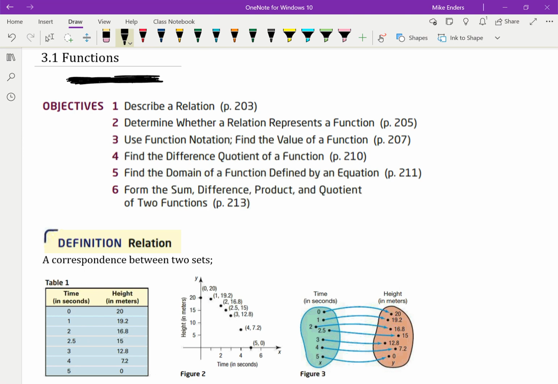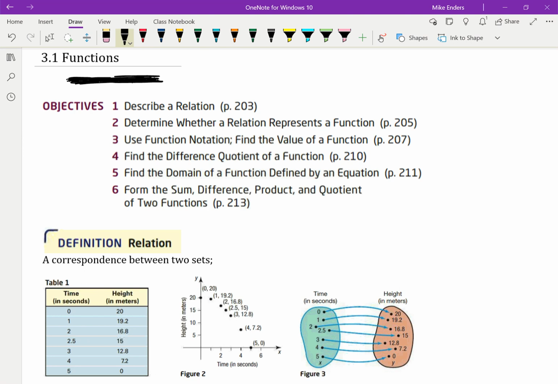We will be discussing functions today. And so as we discuss functions, there's multiple different items that we're going to be taking a look at. You can see those on screen. I'm not going to read through all of those. But today's lesson is a critical lesson because functions form a large part of what we do in algebra and what we do later on in other mathematics.